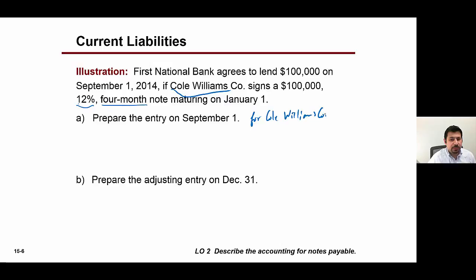So the company will receive cash 100,000, so it will debit cash 100,000, and it will credit notes payable 100,000. This is to record the issuance. This is to record the signing of this notes payable. This is when the company actually borrowed the money.